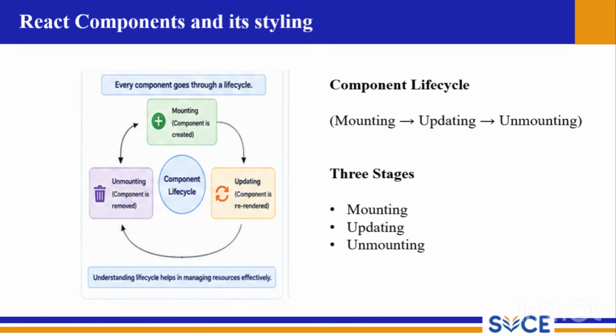The final stage is unmounting. Unmounting occurs when the component is removed from the web page because it is no longer needed. For example, if a user closes a pop-up window or navigates to another page, React removes the corresponding component from memory. Understanding these three lifecycle stages, mounting, updating, and unmounting, helps developers build efficient applications and manage system resources properly.